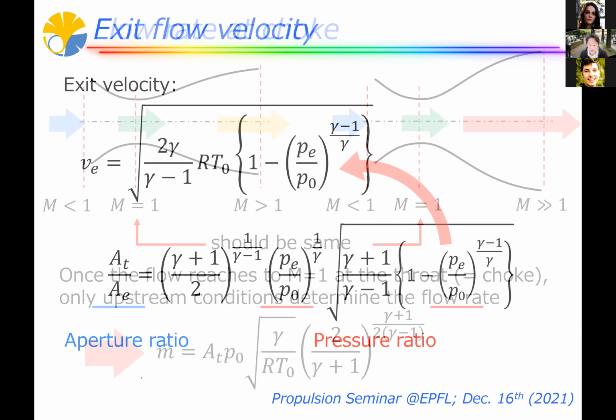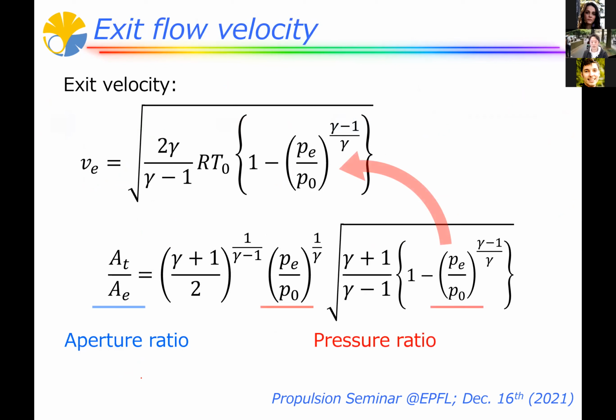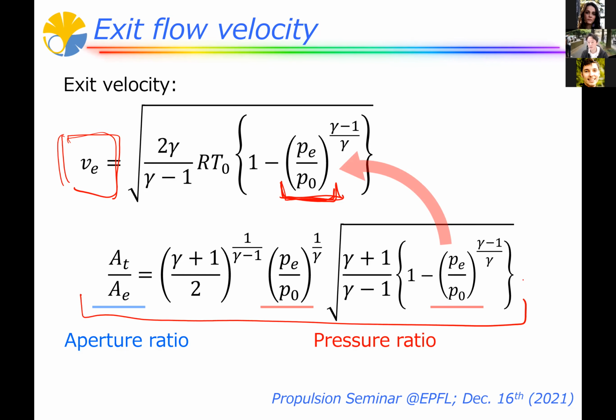And also from the governing equation I showed at the beginning, by reforming those equations, we can derive this kind of exit velocity expression. So this is the most important parameter. It's related to the momentum of thrust. And you see here inside this pressure ratio. And this pressure ratio is determined by the next equation. So by solving the next equation, you can obtain the pressure ratio and substituting it into the above equation, you will get this exit velocity.